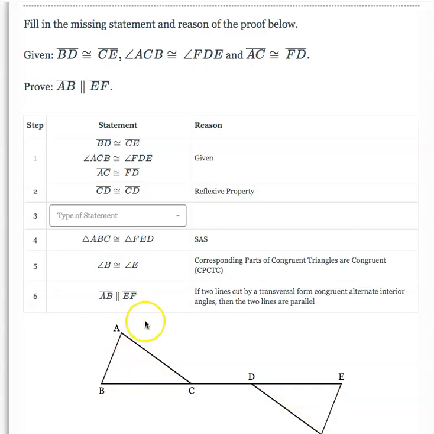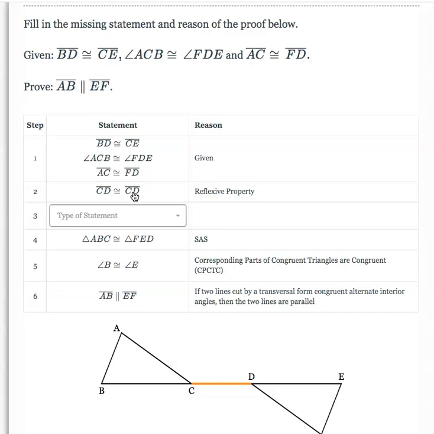Now, if I look at those triangles, I know that they had a congruent side and a congruent angle from our given. Those two things aren't enough. We need a third statement to get that. Now, let's go back to the first statement. The first statement said that BD is congruent to CE. Then in statement 2, we know that this segment here, CD, is congruent to itself by the reflexive property.